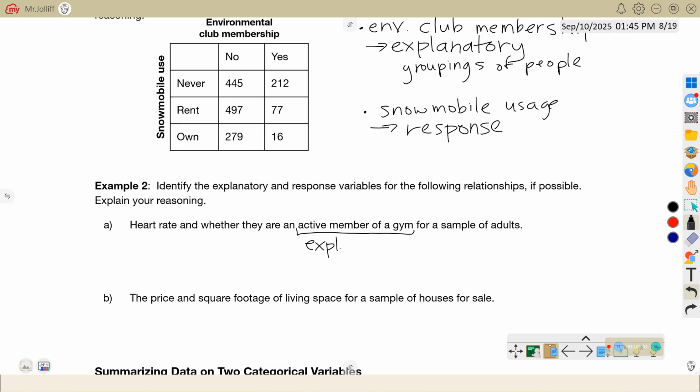Somebody other than Ivan, how do we know that that's our explanatory? Drew. It's whether or not you're an active member of the gym is a group setting. Very good. And I see nodding from several people around the room that we agree. That's a grouping of people. Very good. So this is how we're grouping, which means what is my response? Heart rate. I'm measuring heart rate. Good.